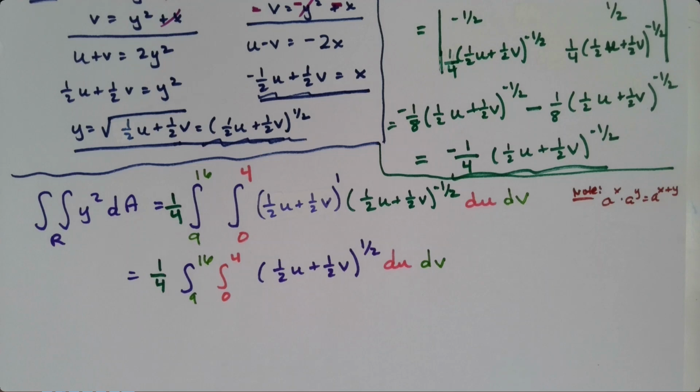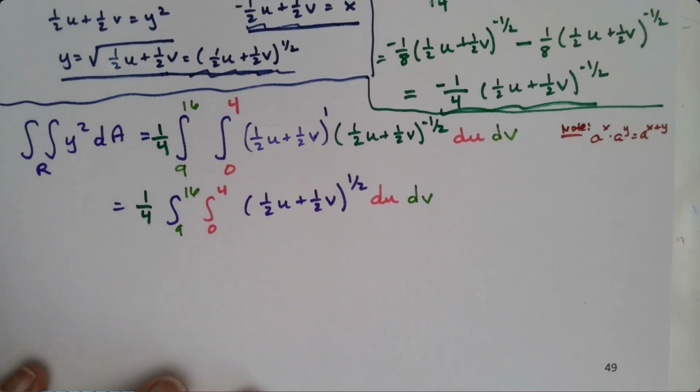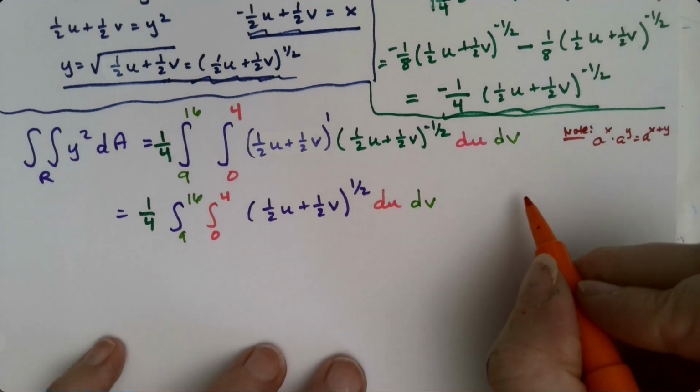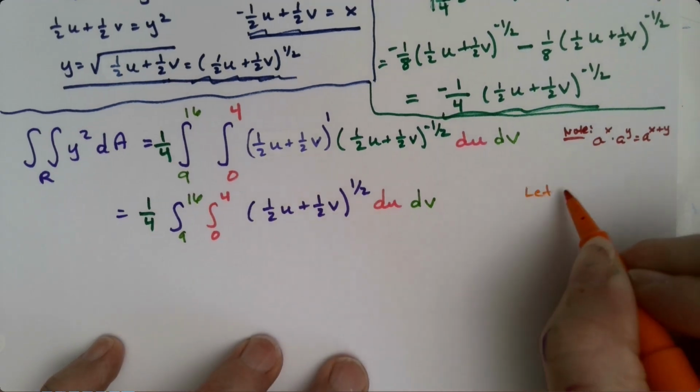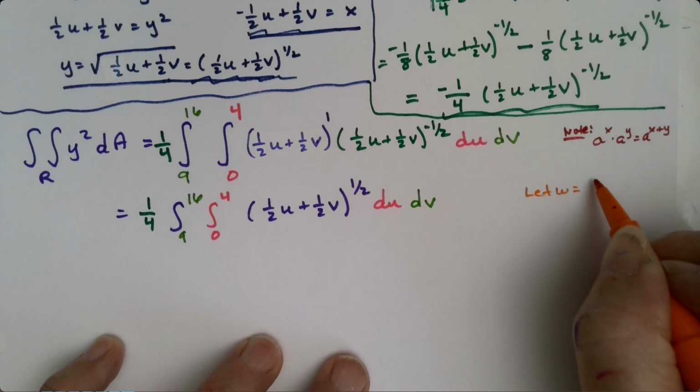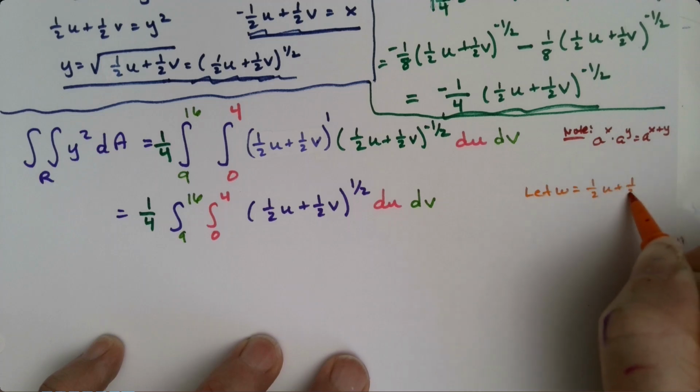Now I know what you're thinking. You're thinking, oh, we're going to go to Maple. Yes, we are, but not right now. We can do this because this is an old-timey substitution. We're going to let w, can't use the letter u because u is already used up, so we're going to let w equal 1/2 u plus 1/2 v.